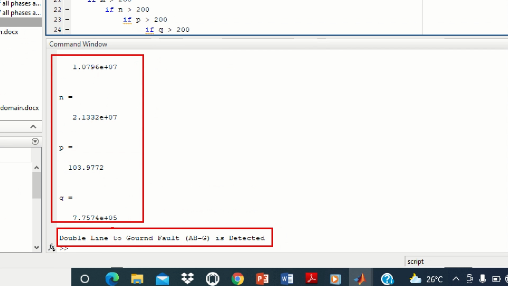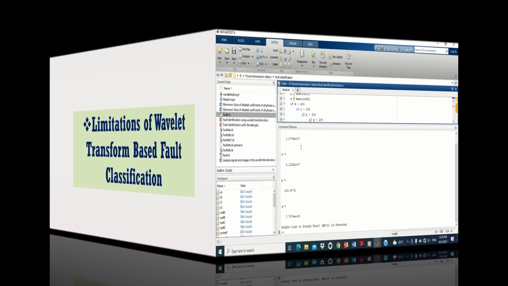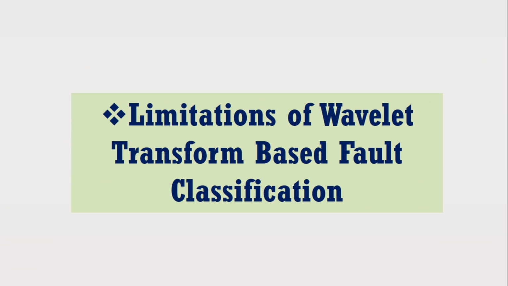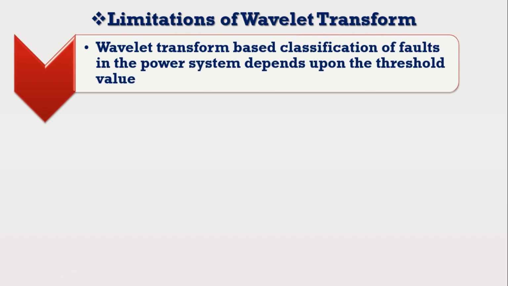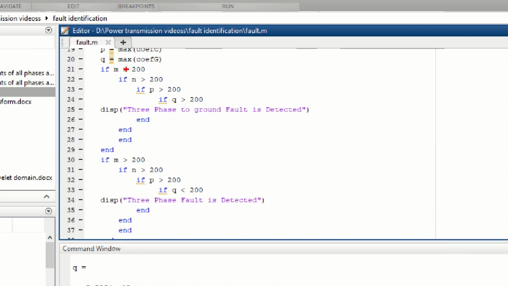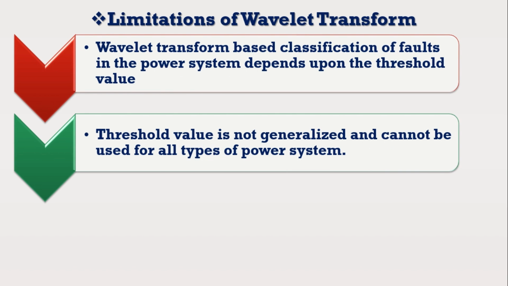As we know that each method has its own merits and demerits, therefore now let's discuss the limitation of this method. As you have noticed in the whole process that this Wavelet Transform based classification of faults in the power system depends upon the threshold value. The threshold value for this power system is chosen as 200. However, this value is not generalized and cannot be used for all types of power system.